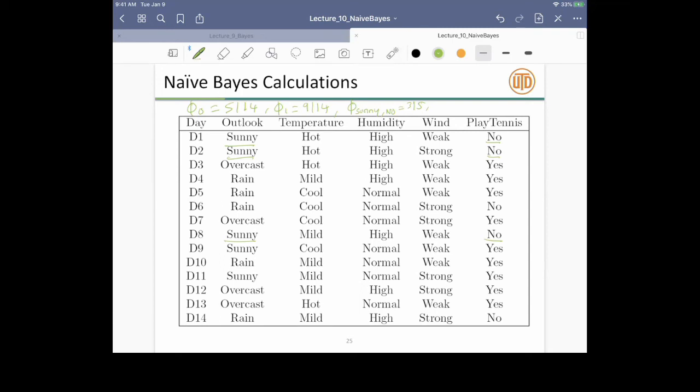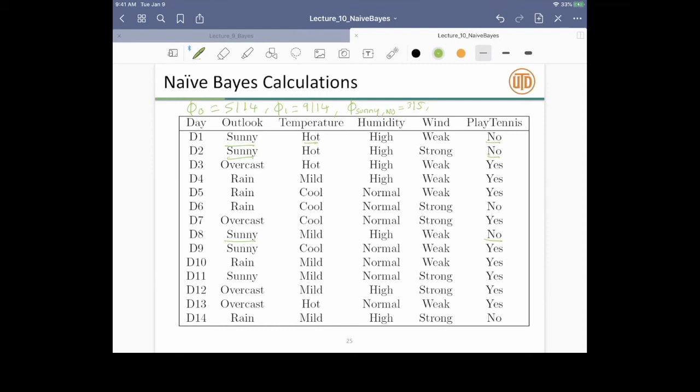You can do this similarly for hot and for cool and for mild. You can compute phi of hot comma no, and compute this on the data set. So as you can see, naive Bayes is an extremely simple classifier. All you really need is to compute these conditional probability tables for each of your features and store these parameters. That's all the learning is. And then you just apply this on inference.